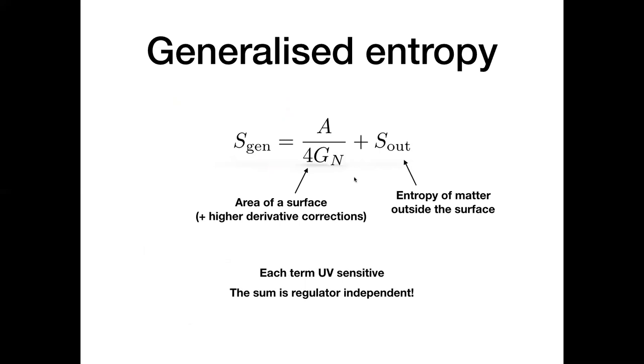But there's now a lot of evidence that the combination of both terms is actually UV independent, regulator independent, and so forth. So this is a very natural quantity to consider. And this relies on also generating some corrections to this area from higher derivative terms generated in the metric action. Okay, so that's the generalized entropy.